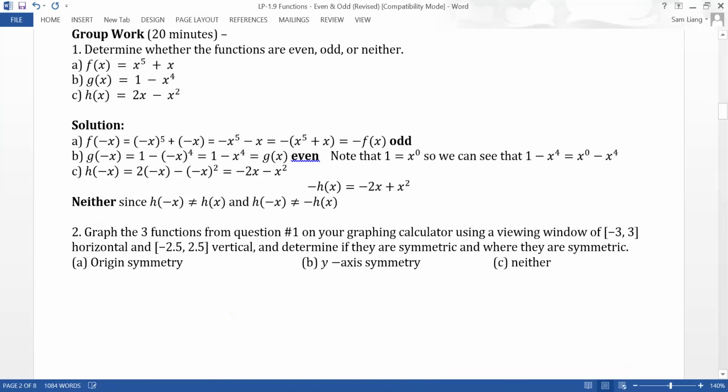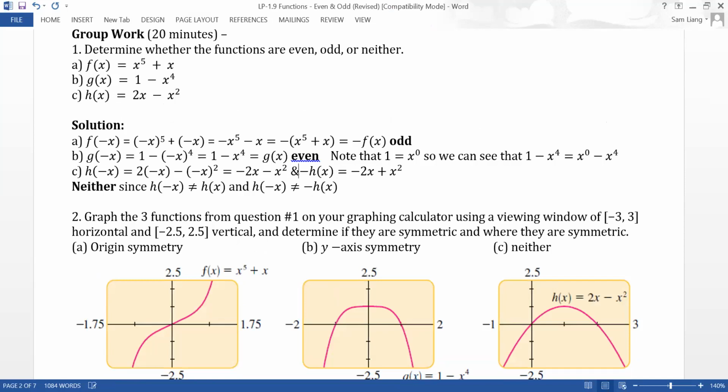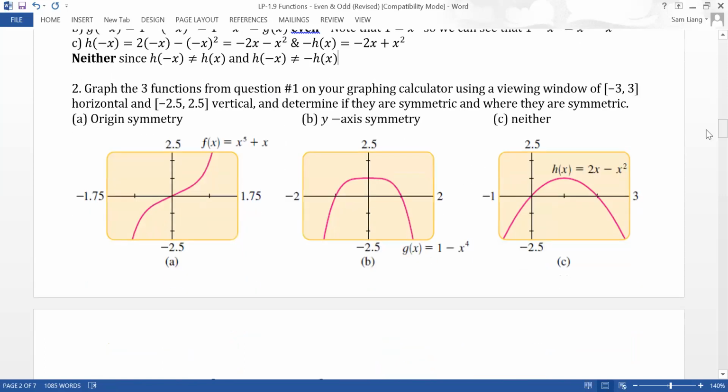Okay, so sorry, just change the formatting a little bit. All right. Question 2. So we're going to graph the 3 functions from question number 1 on our graph calculators. And yeah, we can confirm. So I have the answers here actually, but let me show you for one of them.